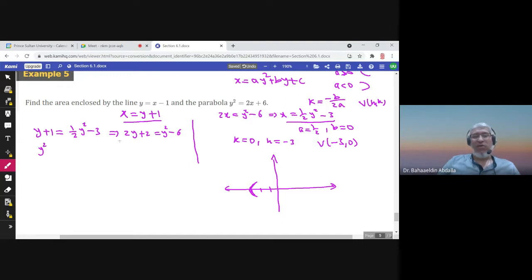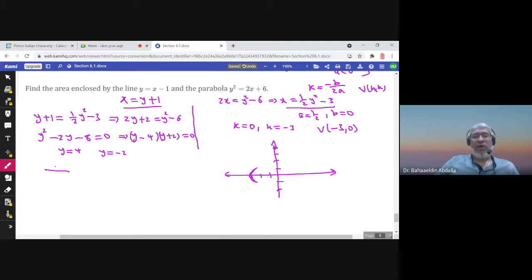Then I have y squared minus 2y minus 6 minus 2, which is minus 8, equals 0. If you factor this, y minus 4 times y plus 2 is 0. Negative 8 and negative 2y, the second term. So either y is 4 or y is negative 2. So y is negative 2 and y is 4, they will intersect here and here.